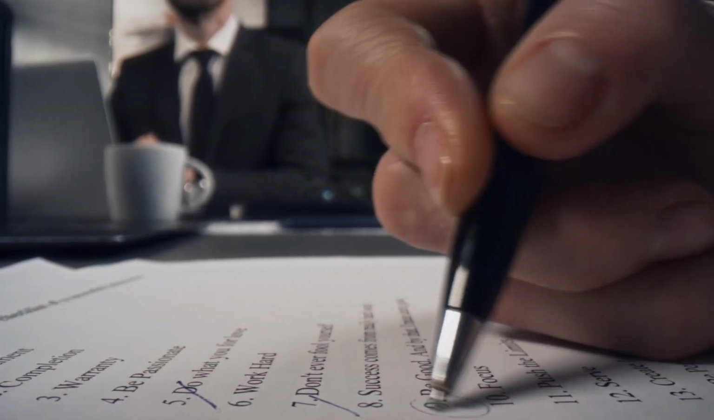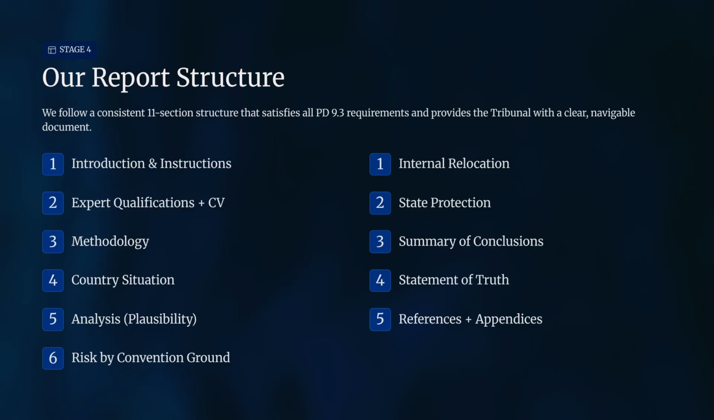Here is how we structure the 20 pages. Introduction and instructions: who we are, who instructed us, what we are asked. Expert's qualifications, with curriculum vitae attached as appendix. Methodology: sources used, how we evaluated them. Country situation: current conditions relevant to the disputed issues. Analysis of the appellant's account.